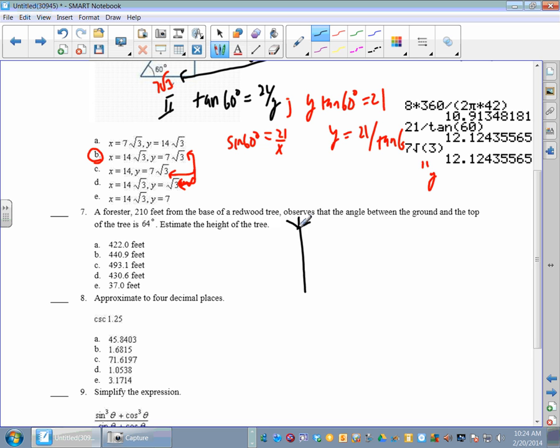There. Nice looking tree. Here's a Forester. Okay. .210 is the height of the tree. Base of the tree, sorry. And then measure the height to the top. And it's 64 degrees.